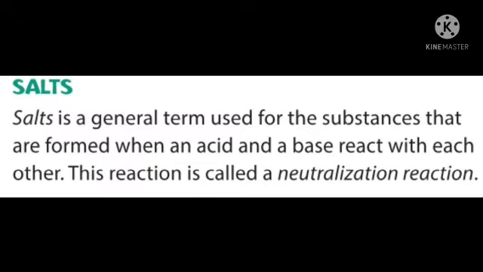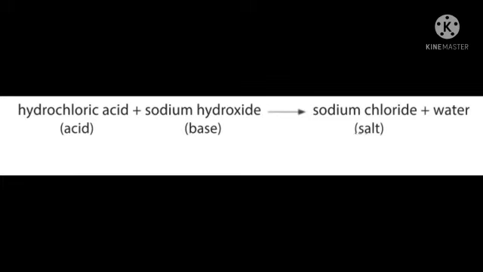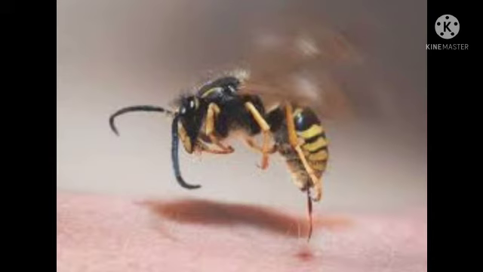Children, next about salt. Salt is a general term used for a substance formed when an acid and a base react with each other. This reaction is called a neutralization reaction. So when an acid and a base, hydrochloric acid and sodium hydroxide, react, we get salt, sodium chloride, and water. Next, neutralization reactions. Insect sting: when a bee stings, it injects an acidic liquid into the skin. The sting is neutralized by rubbing calamine lotion on the skin. This lotion contains zinc carbonate, a base.